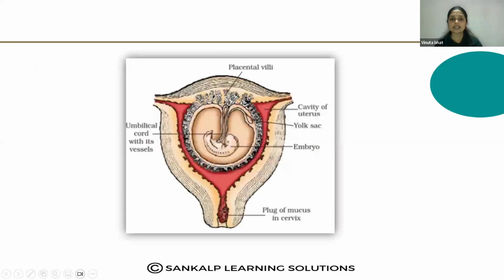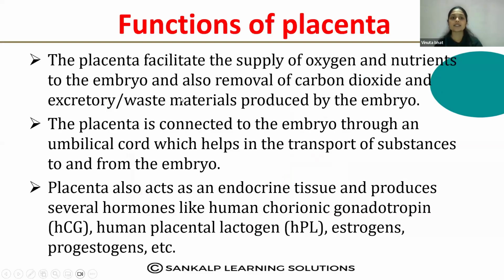Here you can see the placental villi, and this is the embryo, and this is the umbilical cord, and here you can see the placenta, which is called the structural and the functional unit of the developing embryo and the mother, right? So what is the function of the placenta? It facilitates the supply of oxygen and nutrients to the embryo, and also the removal of carbon dioxide and excretory waste materials produced by the embryo.